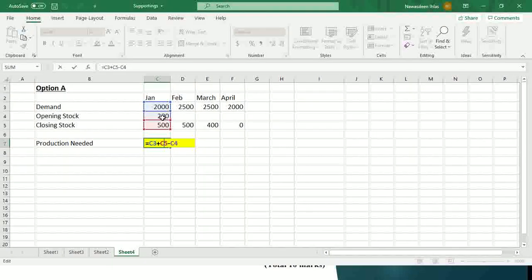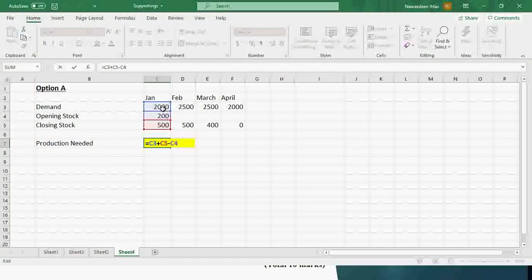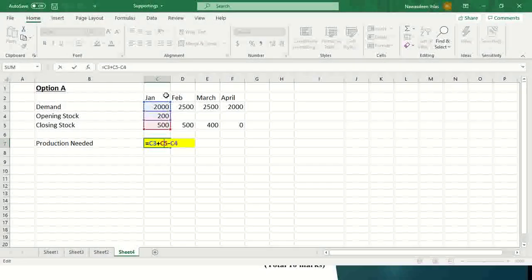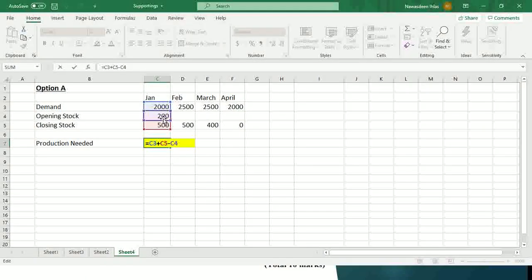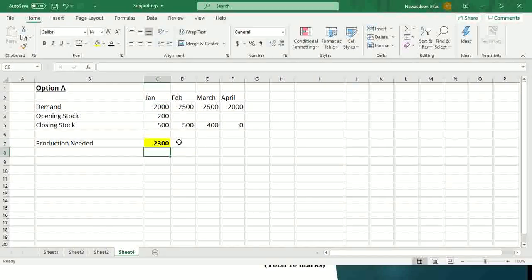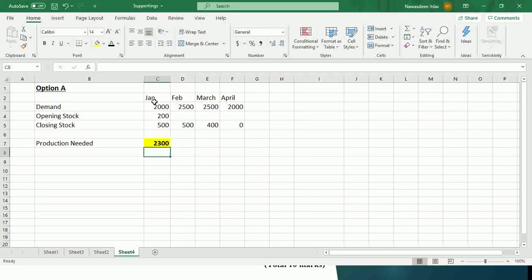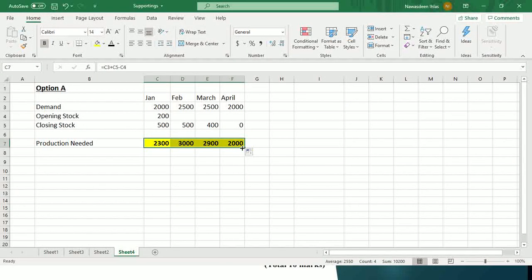Here what we want to do, we are going to find the number of production needed. So demand and closing stock, those are the amounts we are going to add here, and opening stock is already available, so we are not going to produce that one, so we minus that one. So to meet this demand and to keep this closing stock, we want to produce this much in this month, which means in January month we want to produce 2300 units.